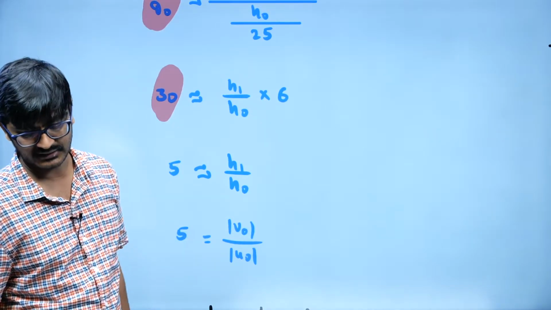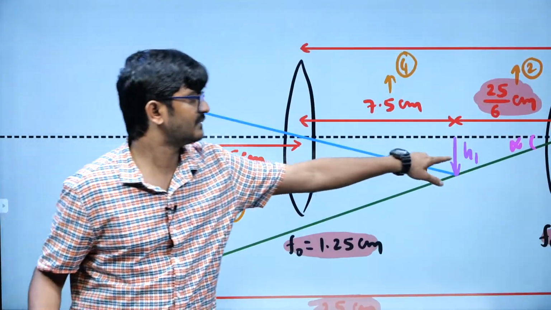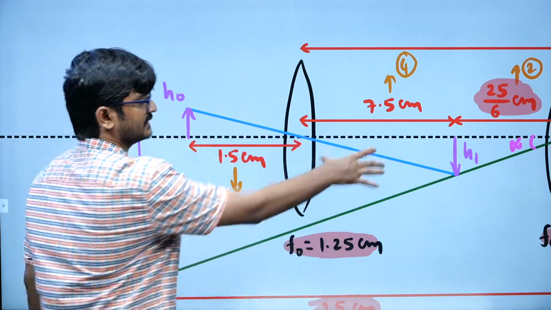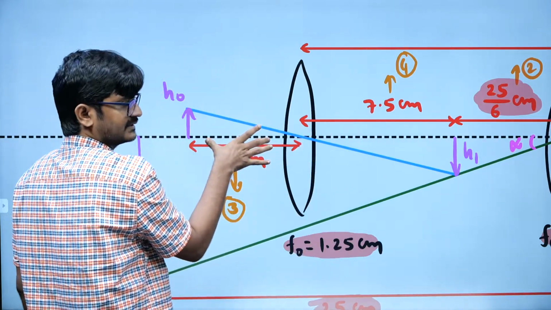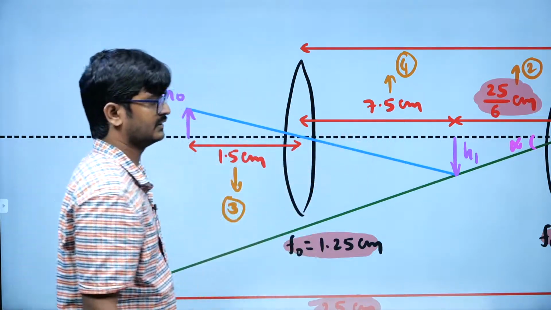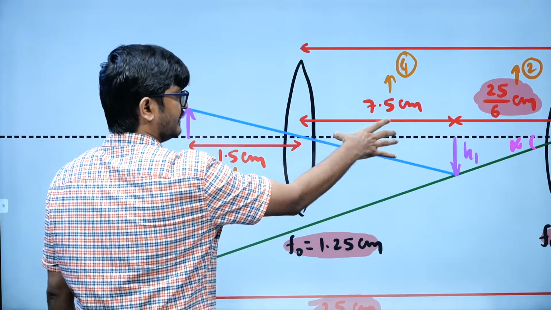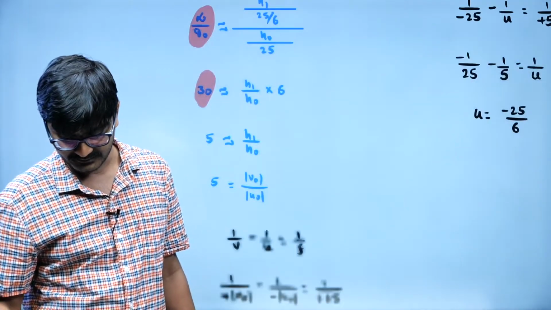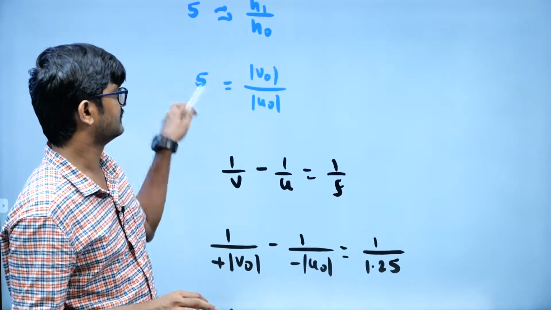And what is h1 by h0? Now h1 by h0 is nothing but this distance by this distance ratio, right? Now this is image distance, this is object distance for objective. So I am calling this one as u0 and v0. So h1 by h0 is magnitude of v0 by magnitude of u0, sorry. Right? So now we know this thing.